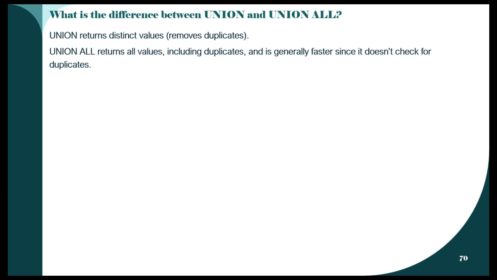Now, what is the difference between UNION and UNION ALL? This is quite an important question, and I would say many people don't answer it well. In general, UNION is going to return the distinct values, so it removes all the duplicates. But UNION ALL is going to return all the values, whether they are duplicates or not. It is generally faster, because it is not going to double-check for duplicates. So it is fast, but it has duplicates, right?